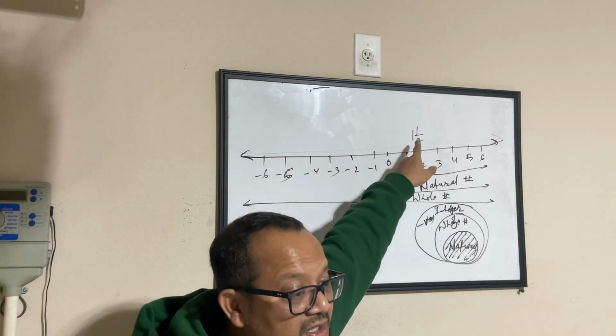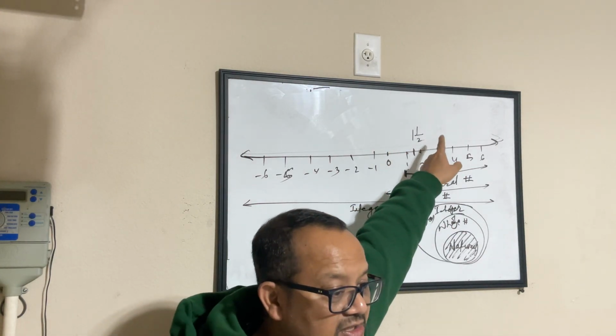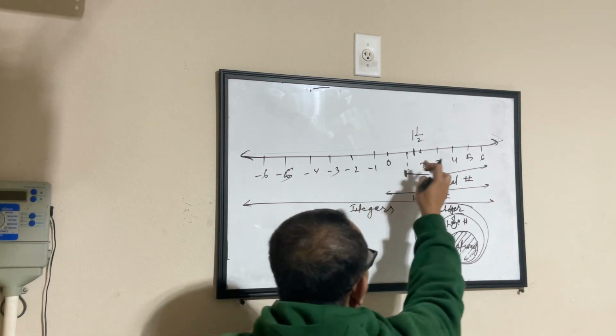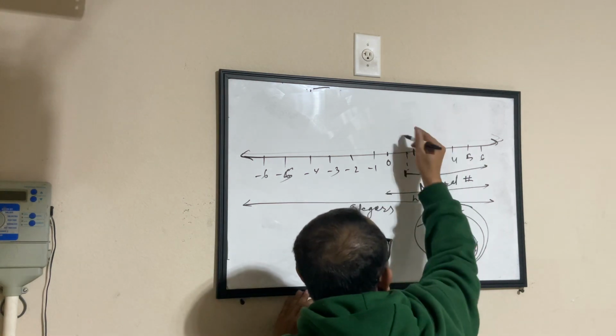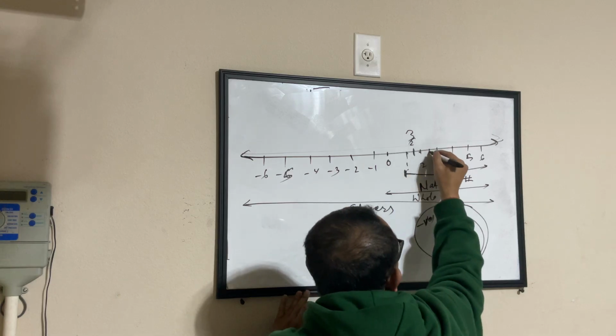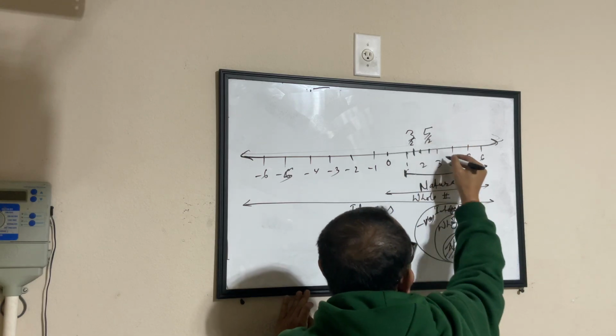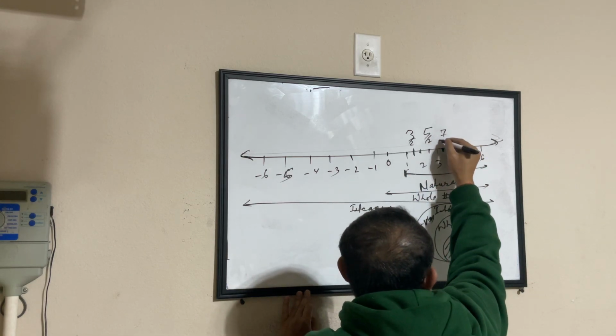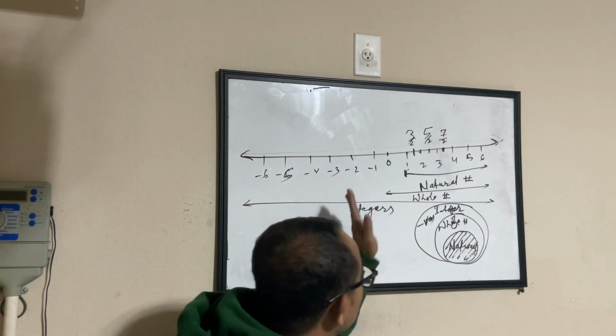Those are nothing but your fractions or decimals. So you can say this is 1, this is 2, this is 3 by 2. Here it will be like 5 by 2, which is 2.5. Here it will be like 7 by 2, which is 3.5. And you can just go on.